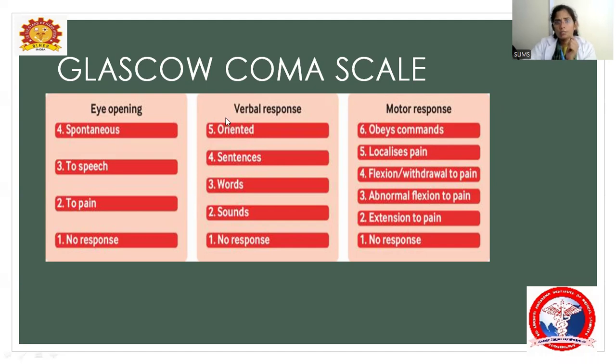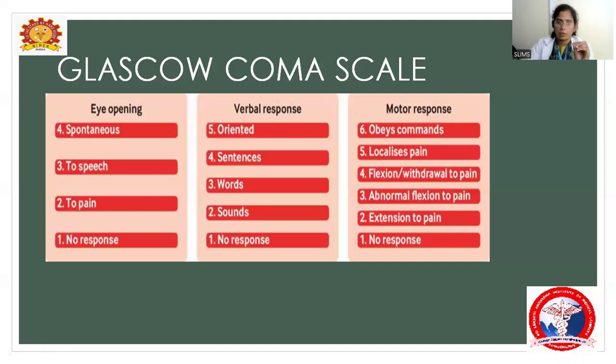So in verbal response, V5 is the patient is oriented. That is, you will ask the patient, what's your name? Can you identify where you are staying? What's the date? That is, the patient is oriented to time, place, and person. The next response, V4, is sentences. That is, the patient will be mildly disoriented, but he'll speak in sentences.